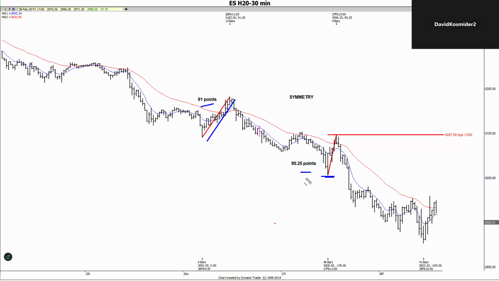I call that symmetry. The definition of symmetry, related to the markets, is similarity or equality when comparing swings in the same direction. And then we would keep doing the same thing until it doesn't work anymore, because eventually, it's going to shift back to higher highs and higher lows, most often.